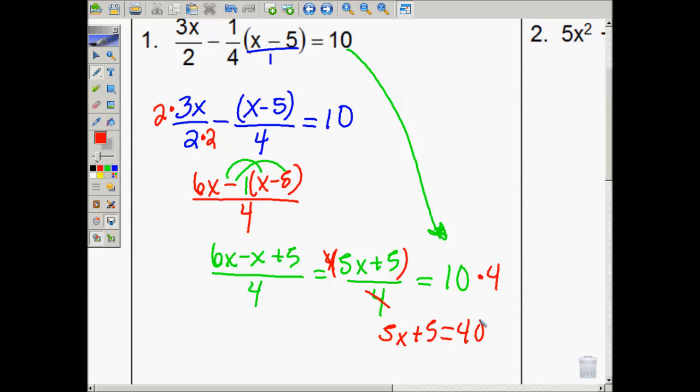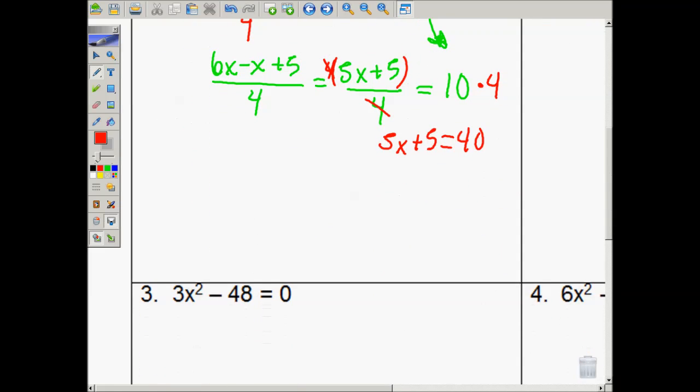I'm going to roll the screen up. So what do I do now? I'm going to subtract 5. Remember, SADMEP. Before I can do this, I have to do this. So now I have 5x equals 35. And my last step? Divide by 5. So my answer is x equals 7.